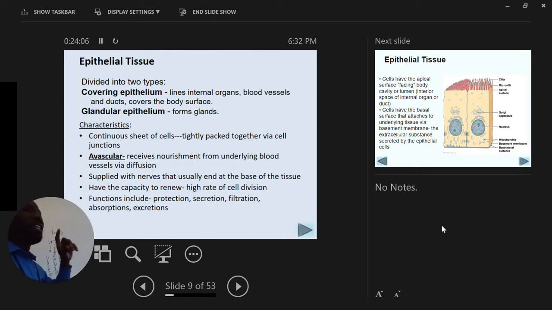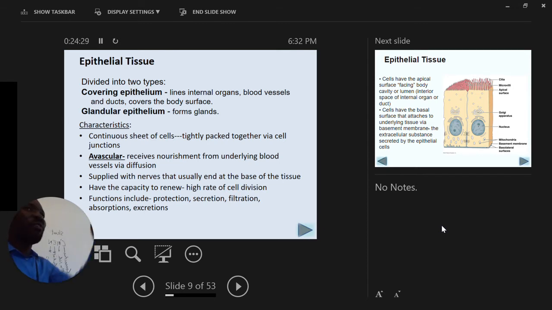Now, I already told you that epithelial tissues, you see them in two major divisions. The first place you see them is the point where they are covering. And where they are covering, what's the first example that comes to you? Your skin.